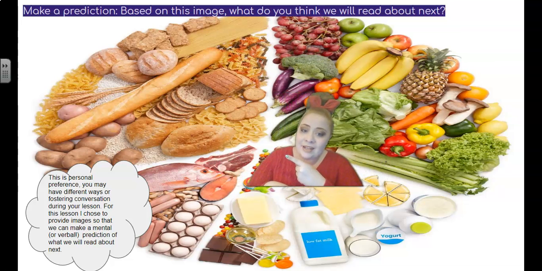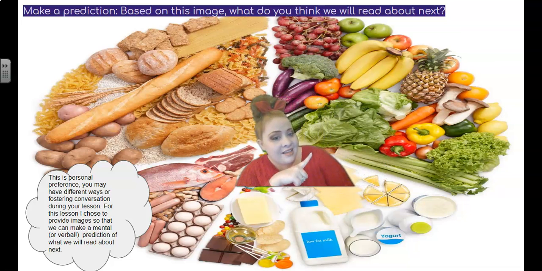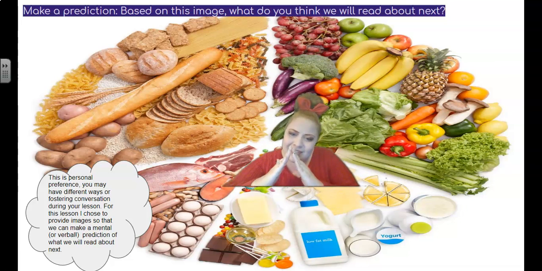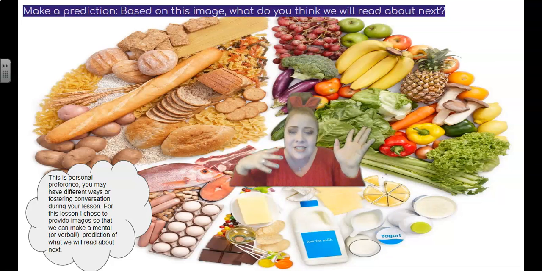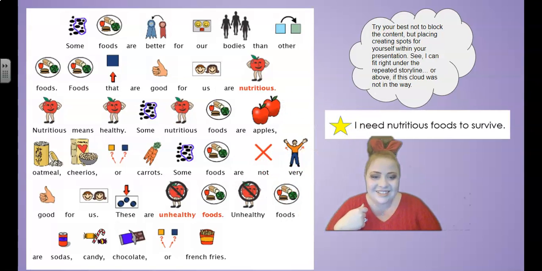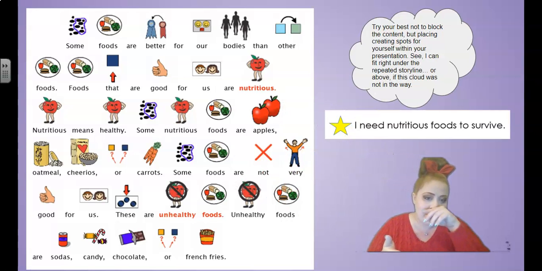Ooh, there's some bread. I see some bread. And I see salad and fruit. Ooh, look at this little tiny sliver of candy. I wonder why that's so much smaller than the fruits and vegetables. I don't know. Let's make a prediction. What are we going to read about next? And then I would read what we read about next.